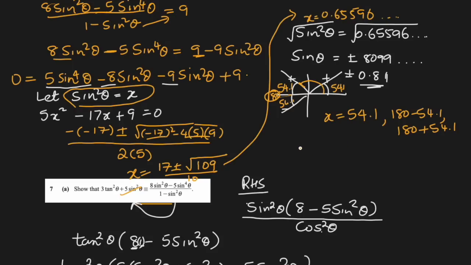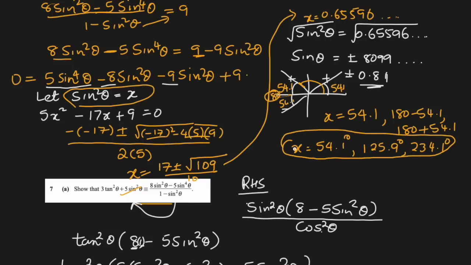So the final answers come out to be: x is equal to 54.1 degrees, and the second one comes out to be how much? 23... no, 25.9, and 234.1. These are the three answers for the given equation.